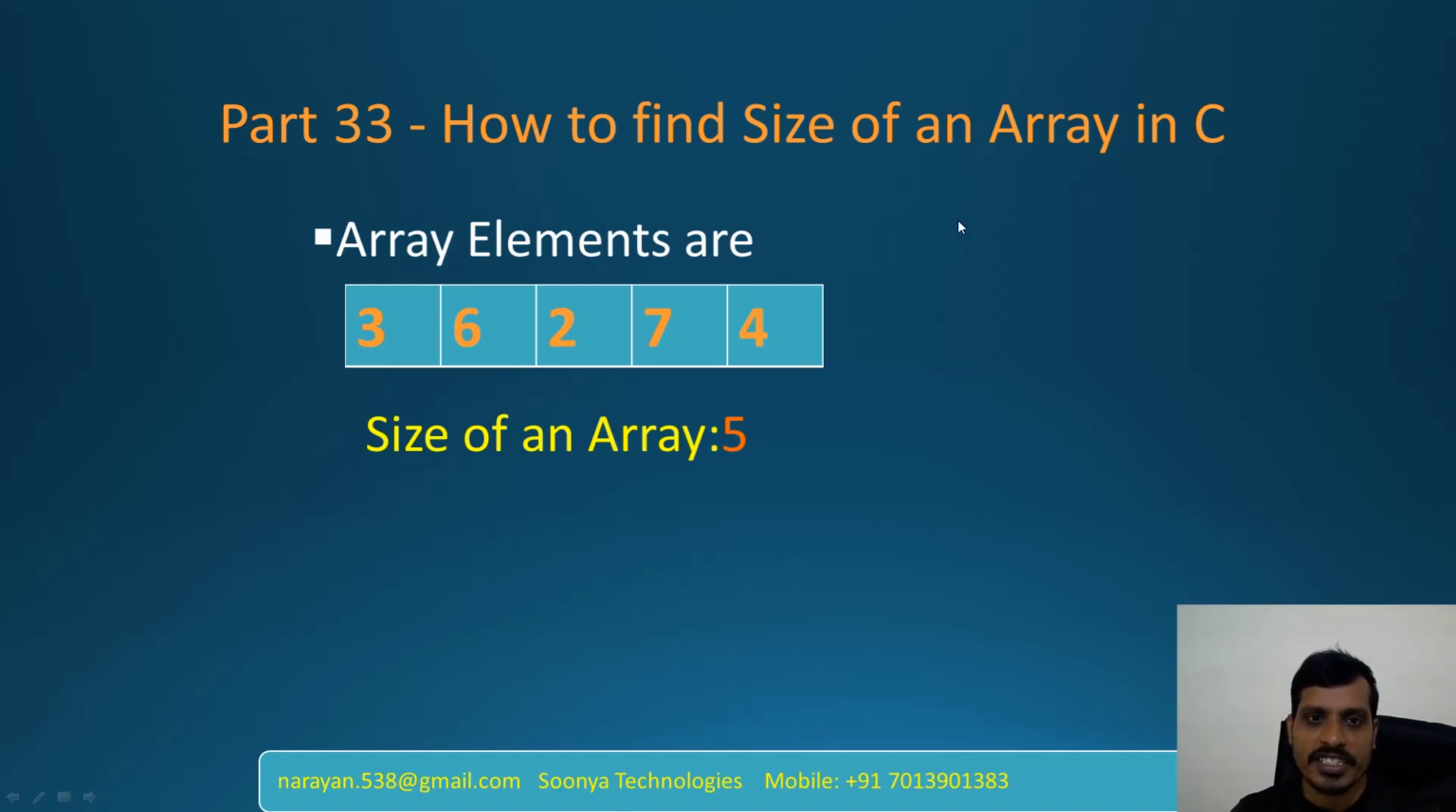Today I am going to discuss how to find size of an array in C. For example, here we have an array with elements like 3, 6, 2, 7, 4. We need to find the array size. Here the array size is 5. We don't have a predefined function in C to find array size. We need to calculate array size manually. We'll use VS Code to find size of an array. Launch VS Code and create a C application.